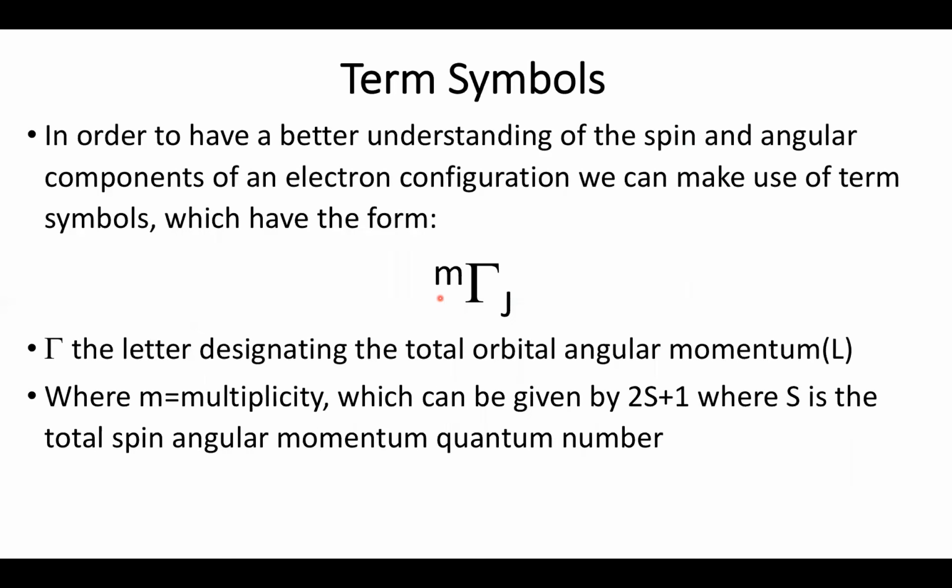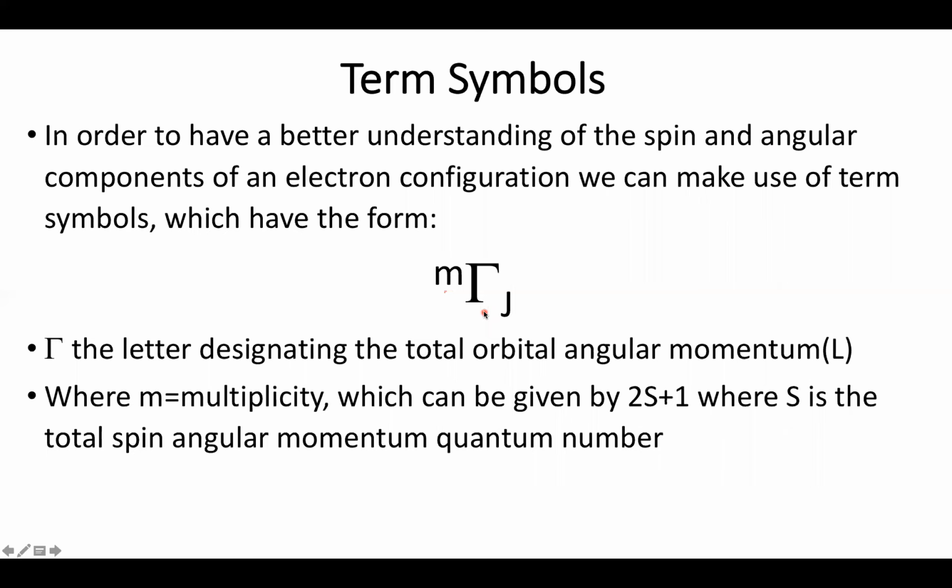We also have two other components. The next being the multiplicity, which as a reminder is twice the spin angular momentum quantum number plus 1, where again, S is our total spin quantum number. So this would be a singlet, doublet, triplet, quartet, so on and so forth. These two give us a lot of information about whatever atom we're talking about.